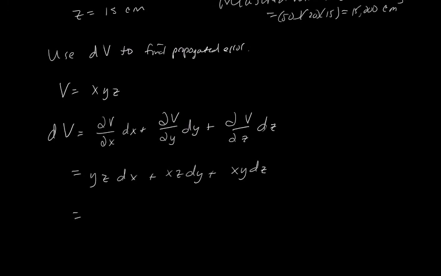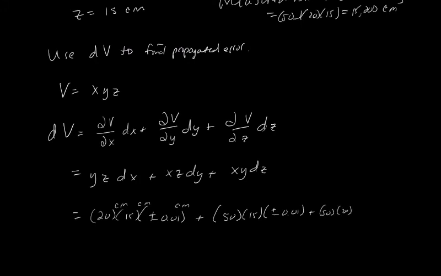So we have y and z. So those are 20 times 15 times plus or minus 0.01. And all of these are centimeters. So this is going to come out as centimeters cubed. Plus x was 50, z was 15 times plus or minus 0.01 plus 50 times 20 times 0.01.